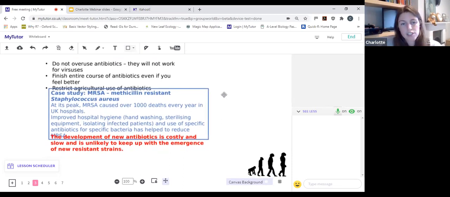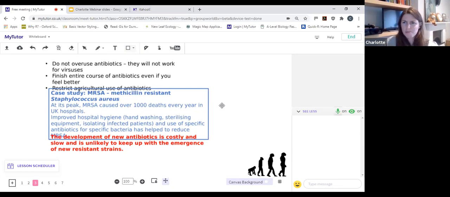And I've put a little note in red at the bottom there, saying that the development of new antibiotics is costly and slow and is unlikely to keep up with the emergence of new resistant strains. So antibiotic resistance is becoming a pretty big problem in the medical industry. We have more and more strains of bacteria that are resistant to antibiotics, and we're not able to discover new antibiotics fast enough to keep up with that.